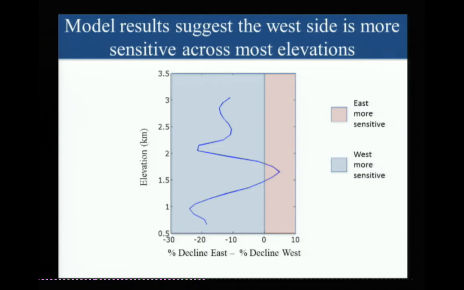So if that blue line is in the shaded blue region, then it indicates that at that elevational band, the west side is more sensitive. And so what these results suggest is basically that across most elevations, the west side appears to be more sensitive than the east side, except in the middle elevation band around about 1,500 meters where the east side appears to be more sensitive. In particular, at the highest elevations in the watersheds, the west side appears to be more sensitive. There's a larger percent difference to a 2-degree warming than the east side.